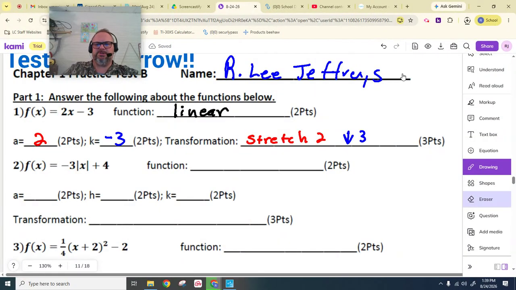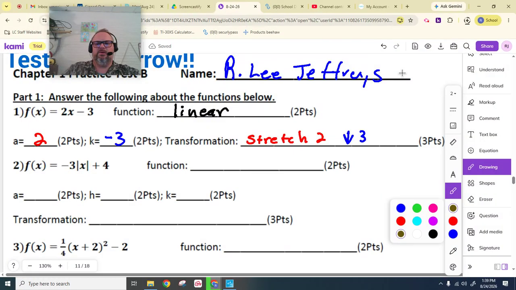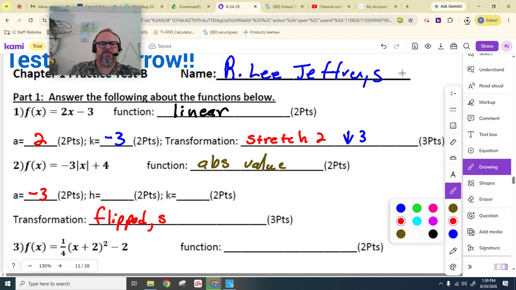All right, number 2. What function? Oh my goodness, my pen is doing this weird thing today. All right. Our A is -3. This means that it's flipped and then stretched 3. All right. What's our H value? 0. Okay, so nothing. K is 4, so this is up 4.